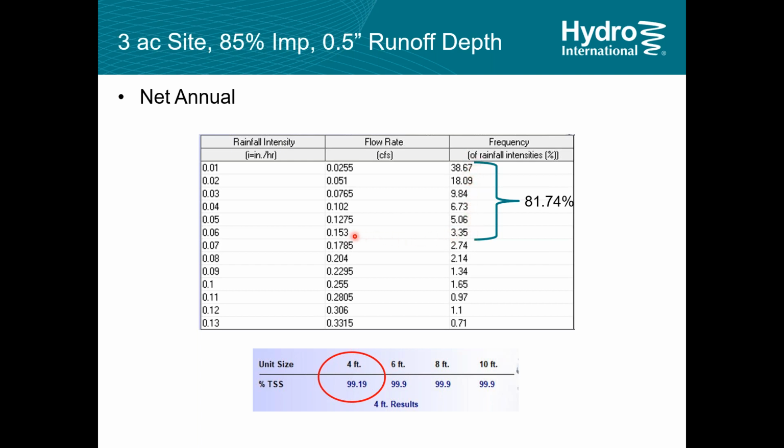So by the time I get to about 0.06 inches per hour in this site, I've got about 81% removal. So my software is going to say, you can use a 4-foot unit, or you could use a 6-foot or an 8-foot. They're all going to remove about the same, because on a net annual basis, these small storms really have a big influence on the sizing, because that's where the majority of the rainfall volume is.